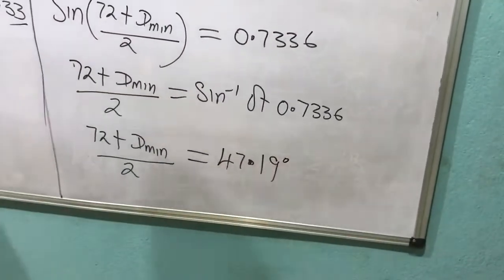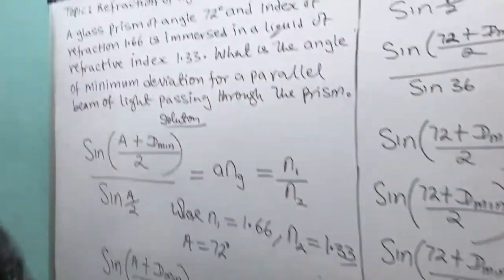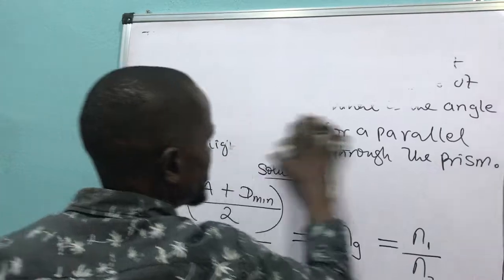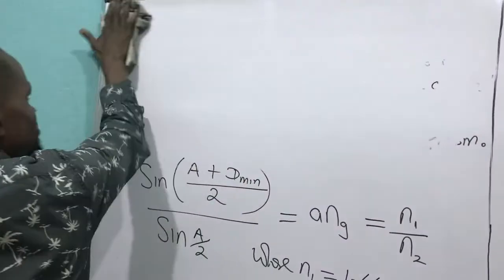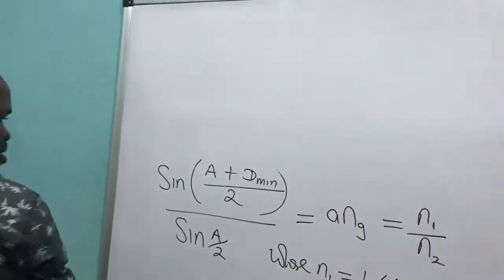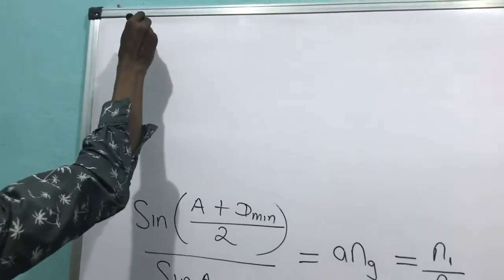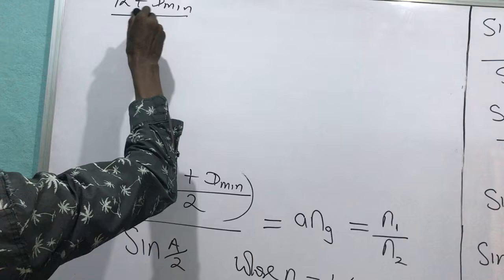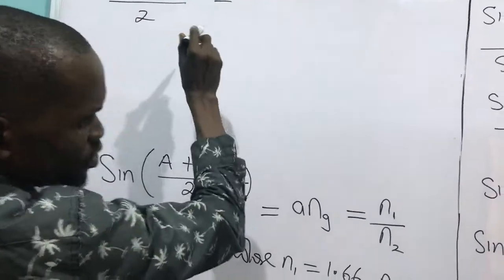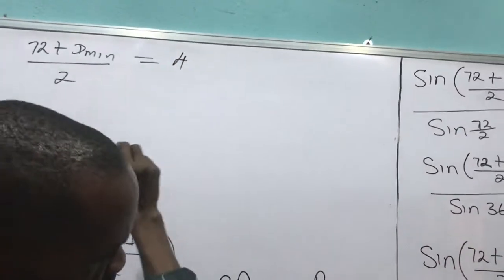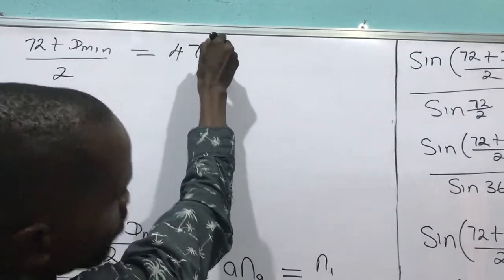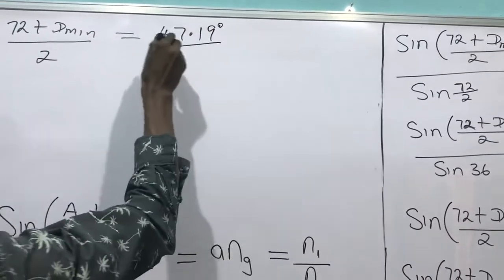Then let us complete the process here. I can now say that 72 plus minimum deviation all over 2 is equal to 47.19 degrees over 1.